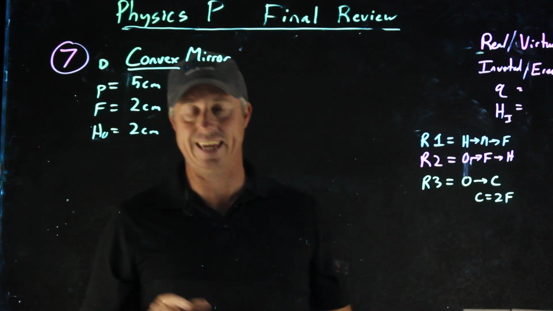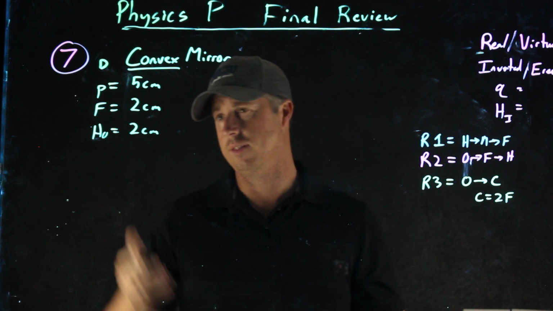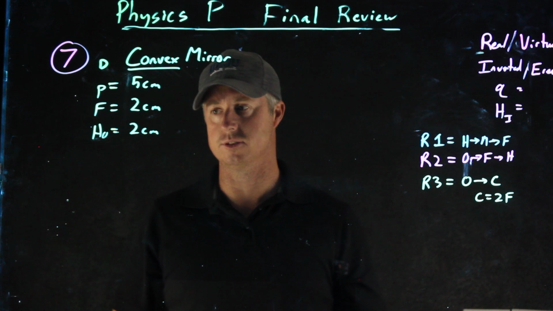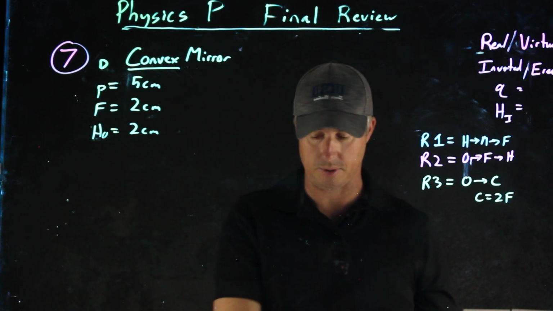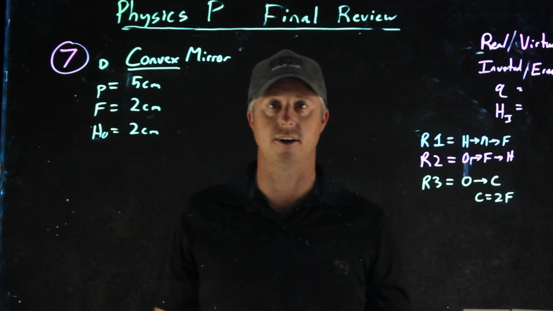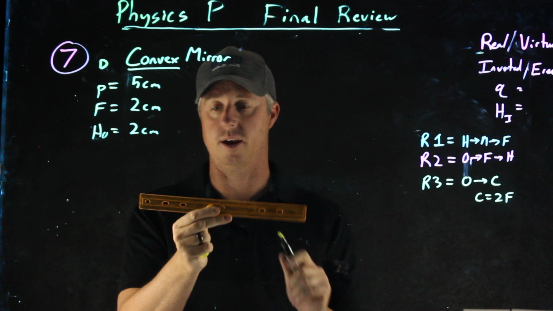Okay, 7D. We are now looking at a convex mirror, with a P, or the object distance, of 5 centimeters, a focus of 2 centimeters, and the height of the object being 2 centimeters. First part, let's draw our mirror and its setup.